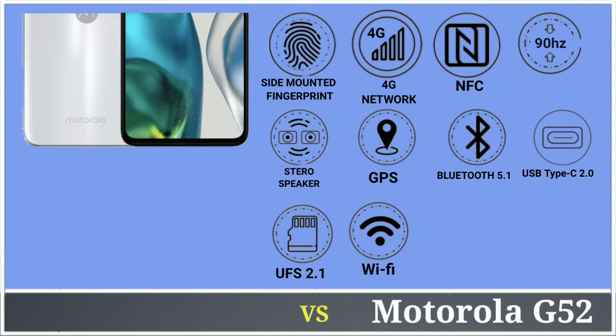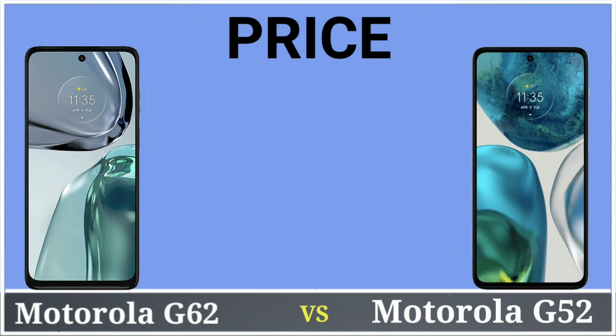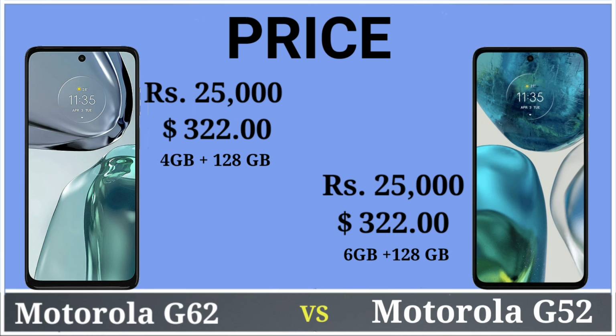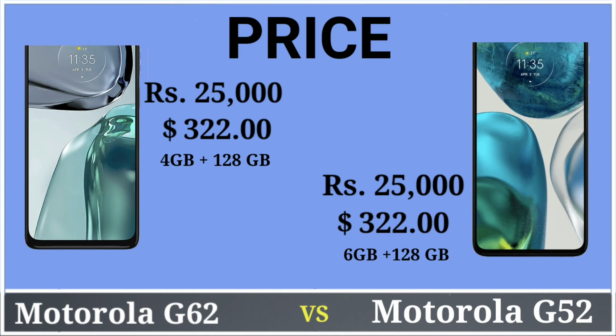Let's talk about both phones' price. Motorola G62 comes at around 25,000 or $322 for the 4GB RAM variant, and Motorola G52 comes at around 25,000 or $322 for the 6GB RAM and 128GB internal storage.